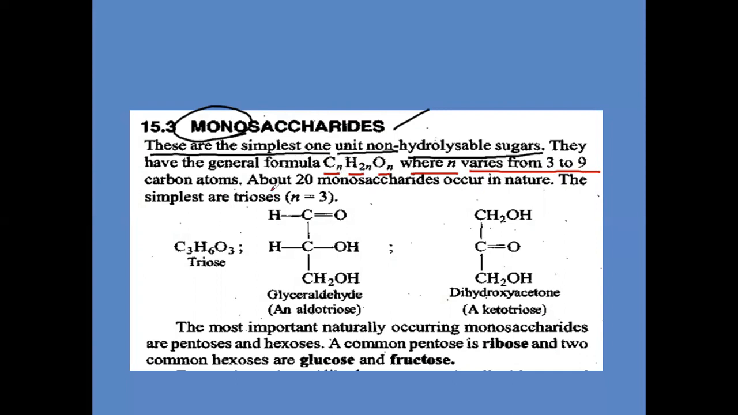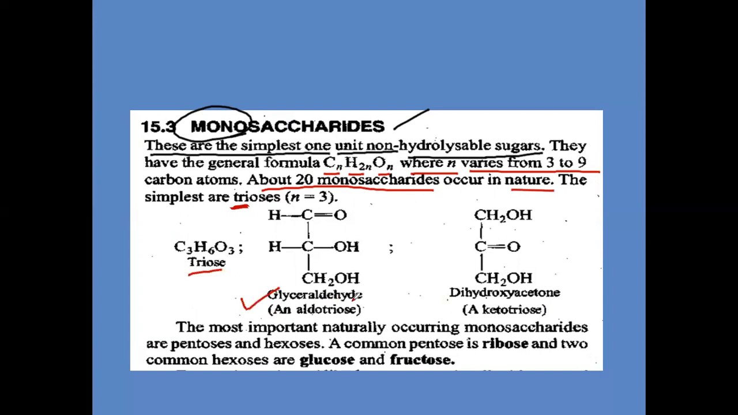Like this. So about 20 monosaccharides are present in nature. How many monosaccharides are available in nature? Totally 20 monosaccharides are present. So what is an example of the simplest monosaccharides? Trioses. Trioses contain how many carbon atoms? 3. The example of a triose is what?